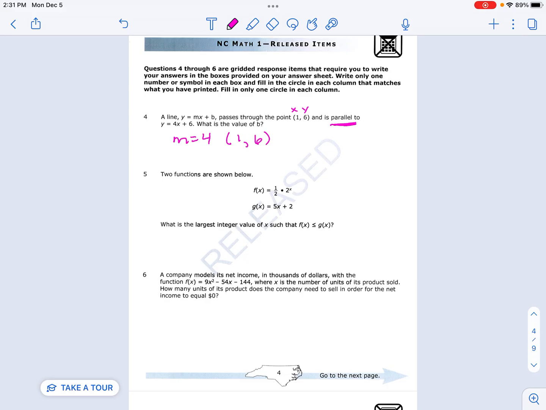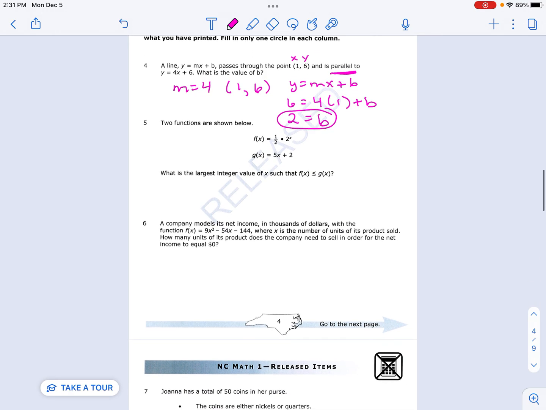So we plug in to y equals mx plus b. We know y is 6, m is 4, x is 1, and we need to solve for b. So we subtract 4 from both sides, so we get 2 is equal to b.